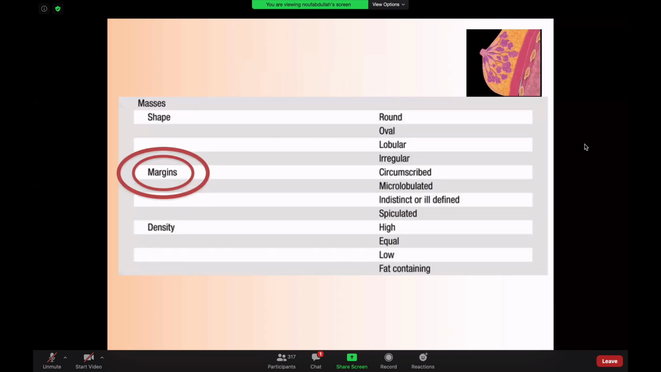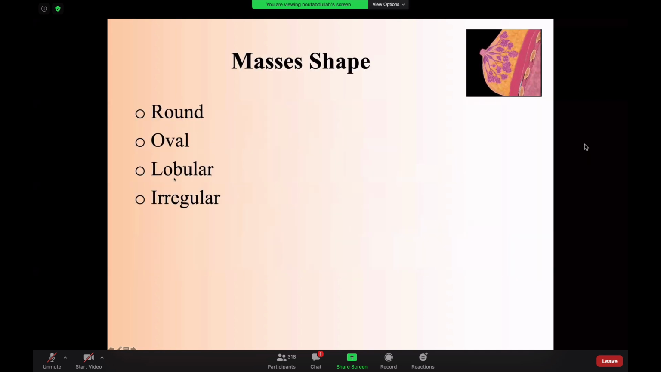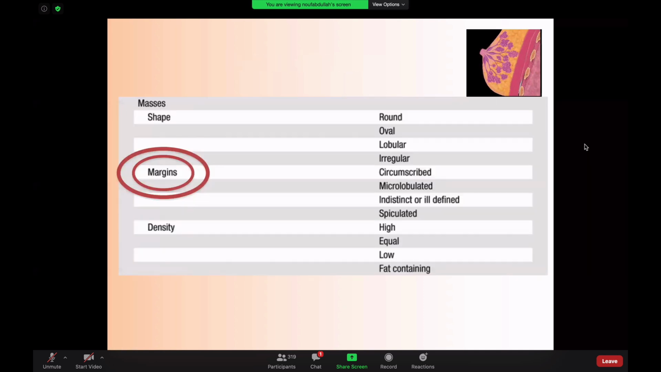Once you describe that this is a mass, these are the things that we have to talk about. You have the shape, the margins, and the density. The most important is the margin. You can go back into the BI-RADS lexicon and you will find it. So the shape, you have round, oval, lobular, irregular. The margins, you have circumscribed, microlobulated, indistinct, spiculated. In the density, you have high density, equal density, low density, fat containing lesion.